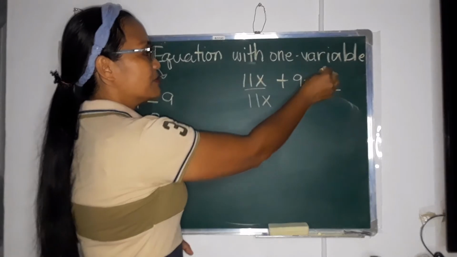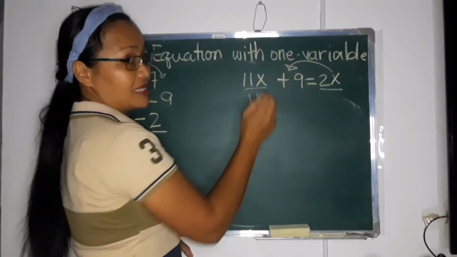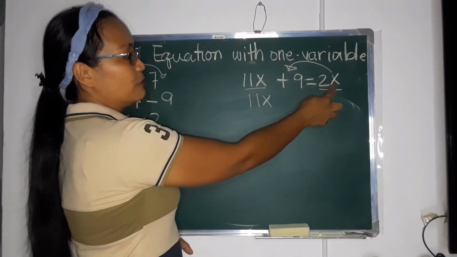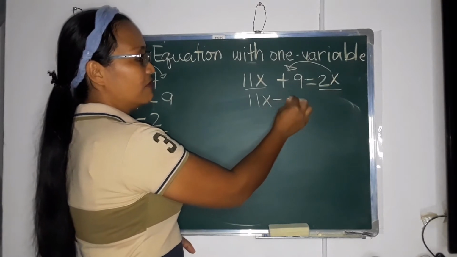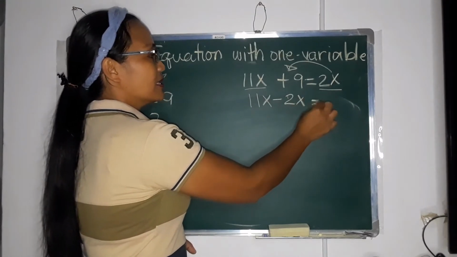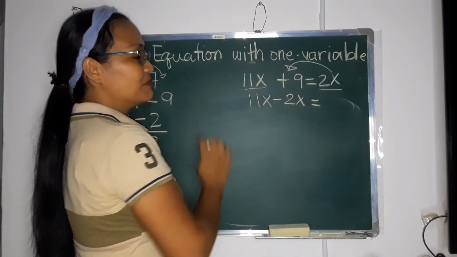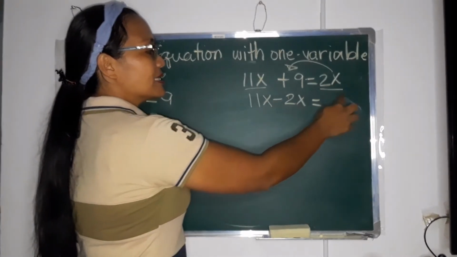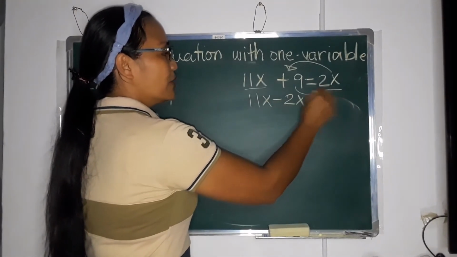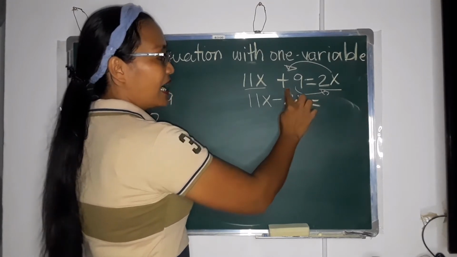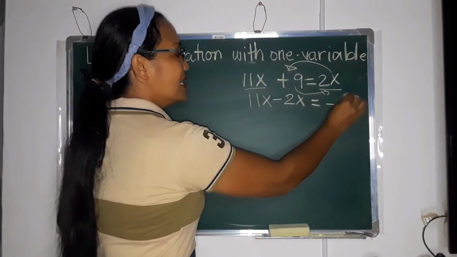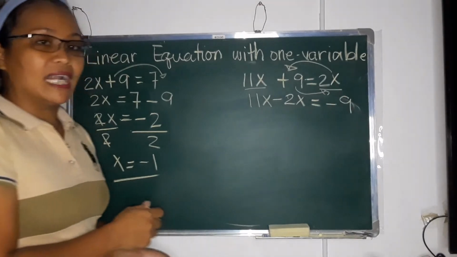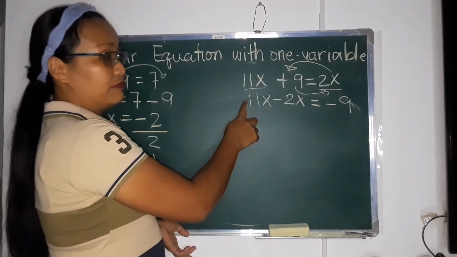11x. Transpose 2x over equal sign. Again, if you do not have sign here, meaning to say that is positive. So if we transpose, positive becomes negative, and then 2x is equal to, how about positive 9? Positive 9 is our constant, so that must be on the right side of the equal sign. So if we transpose, on the other side, positive becomes negative, and then copy 9. Next, positive and negative, they are unlike signs. So copy the sign of the greater value, positive tayo.